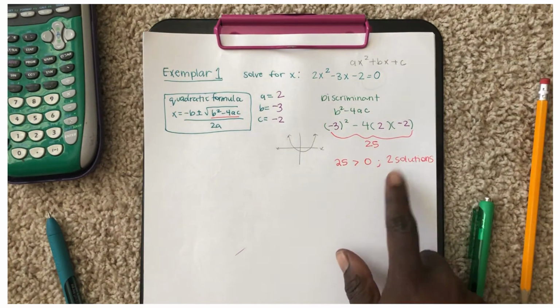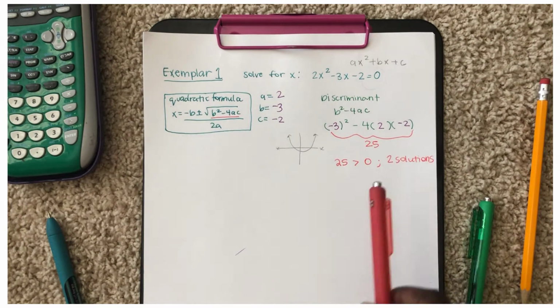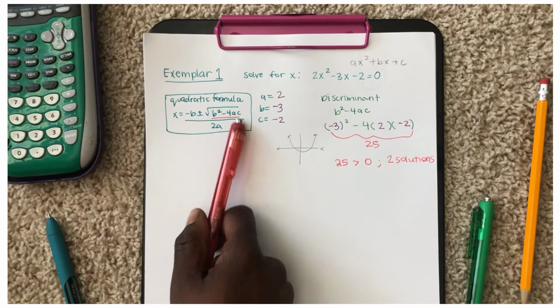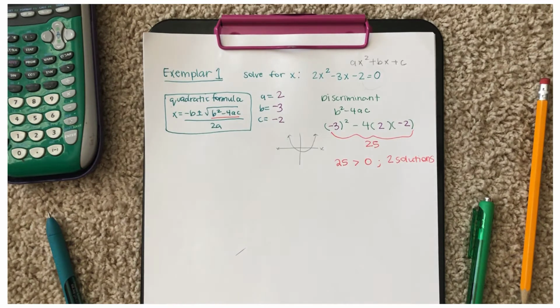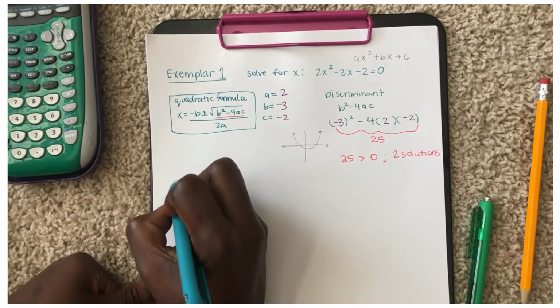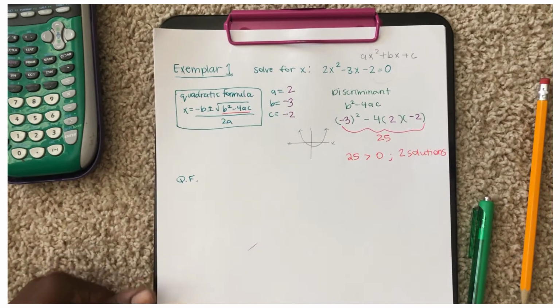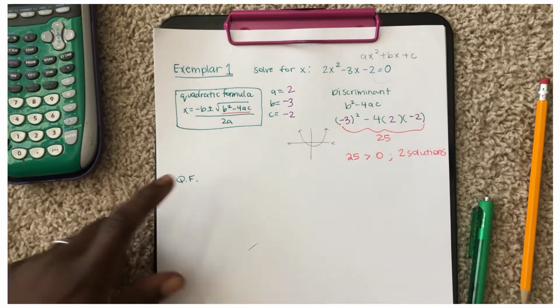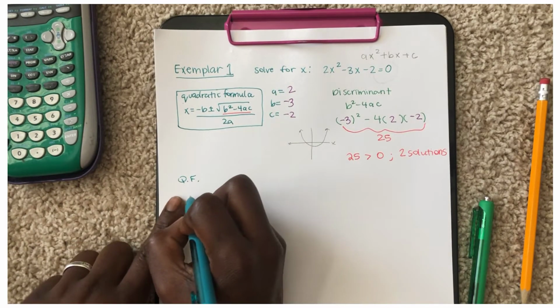Now that we have this discriminant value, 25, we are going to continue to solve for these solutions by using the quadratic formula. So let's keep going. So I have the quadratic formula. I'm going to substitute that by just writing QF. This is a lot of words, a lot of letters, I mean. The quadratic formula, we always write it over again.